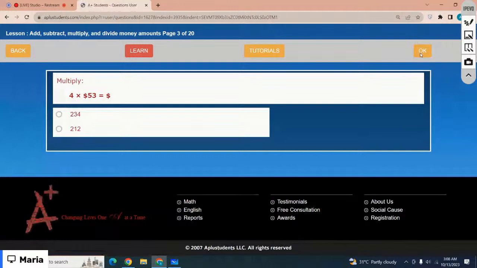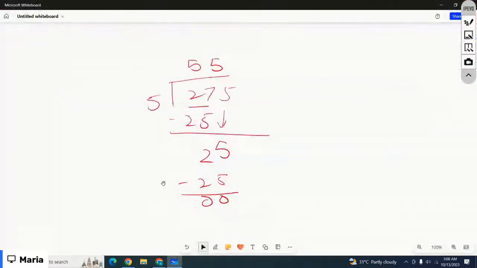Okay, the next one is 4 times 53. So, which is the correct option? You have to do 53 times 4, right? So start with 4 times 3. 4 times 3 is 12, right? Write a 2 here and carry 1. Now you have to count 4 times 5. So 4 times 5 is 20, and 20 plus 1 is 21. So it is 212. That means 53 times 4 is 212, right?